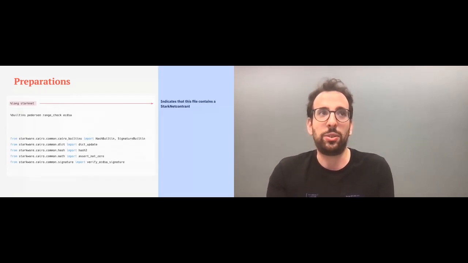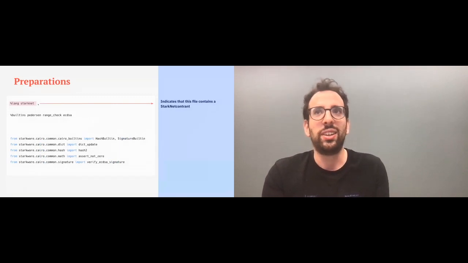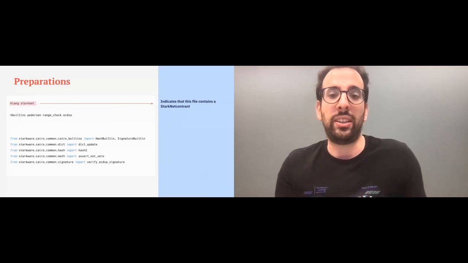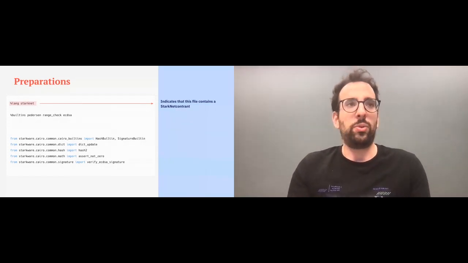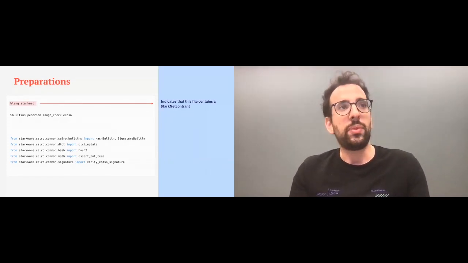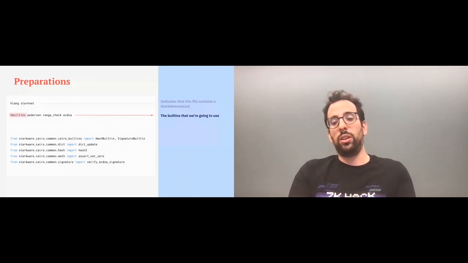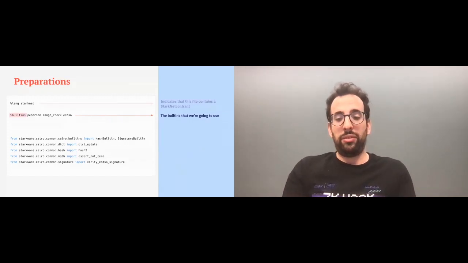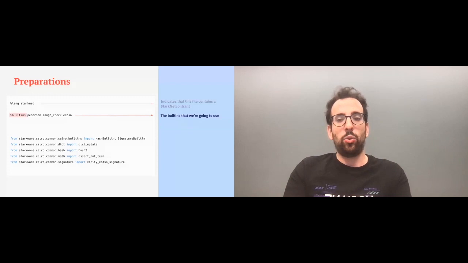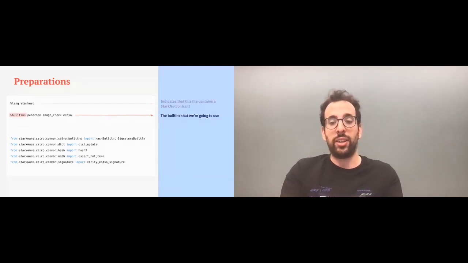Every StarkNet contract starts with a specification of a contract, as opposed to a native Cairo program. So Cairo programs don't have this line. The second line that you see right here is a declaration of what built-ins we're going to use. Henri talked about it briefly. I'll just say that you can think of built-ins as precompiles. These are certain functions which are not implemented in native Cairo for optimization purposes.